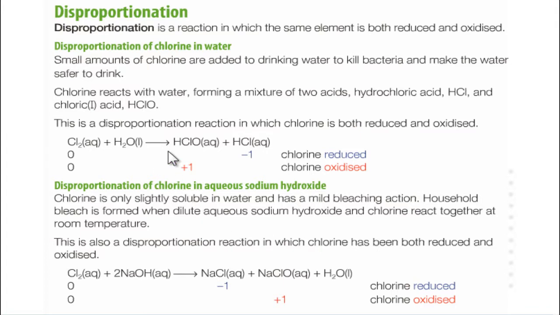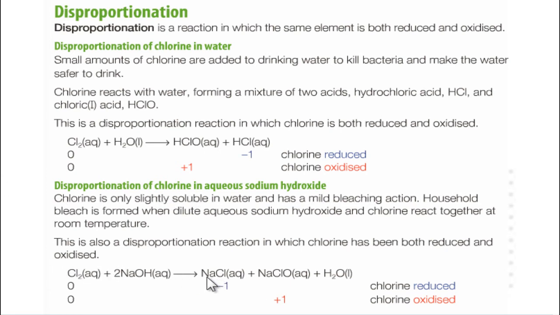we'll look at disproportionation. This is basically when the same element is both reduced and oxidized. So this bleach one is a very common example, and it's used quite a lot. Cl2 plus H2O equals HClO plus HCl. Chlorine is reduced, chlorine oxidized. Disproportionation of chlorine in aqueous sodium hydroxide.